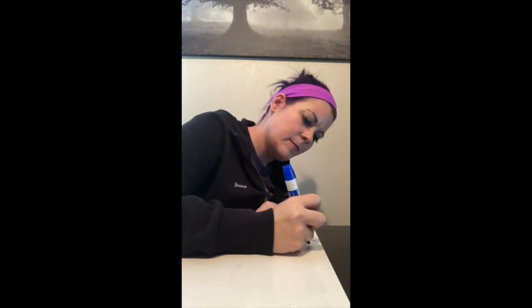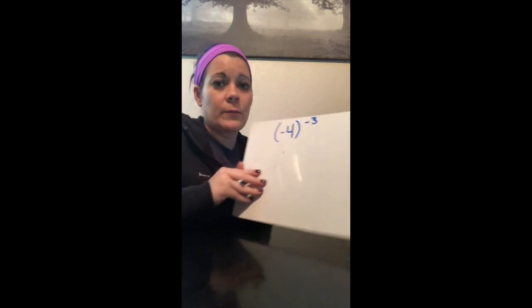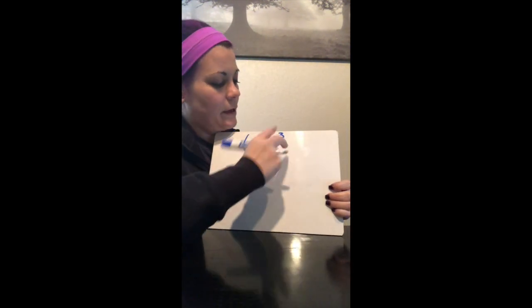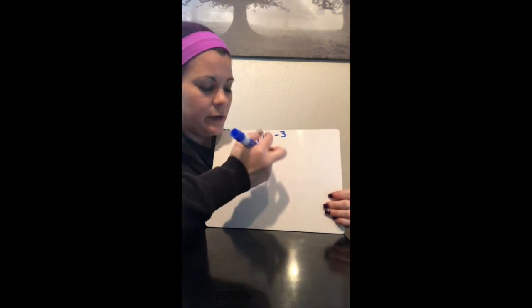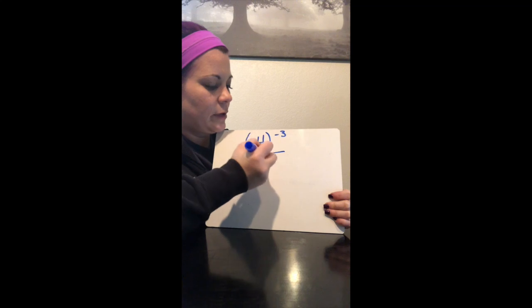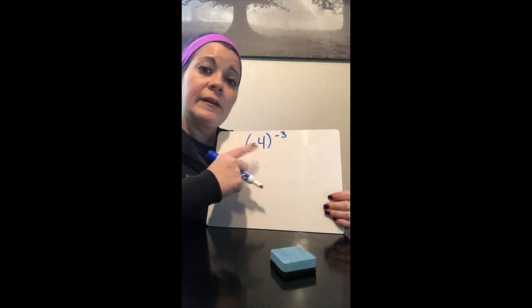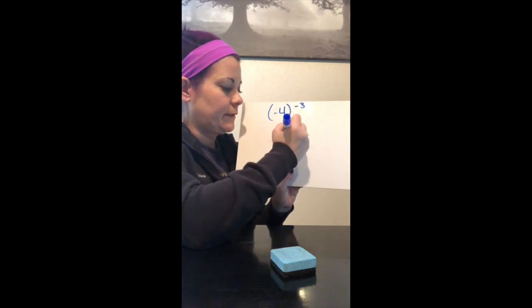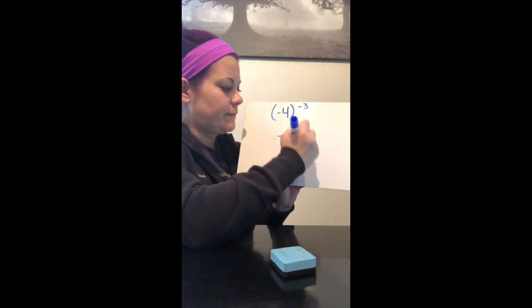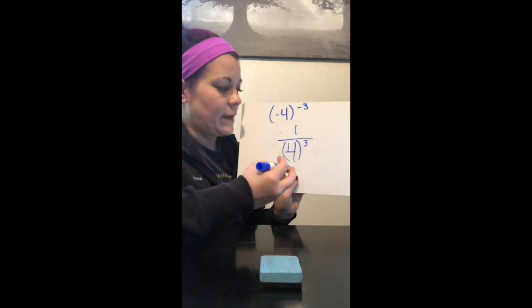Let's do one more for negative exponents so you can understand negative exponents. So when you have negative 4 to the negative 3, remember to change this to a positive since it's in the numerator, because we can put anything over 1, and it's a fraction. So we need to put this in the denominator to make it a positive exponent. So 1 over negative 4 to the third power. Now we can simplify it.